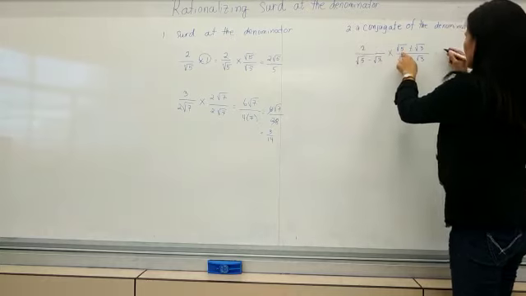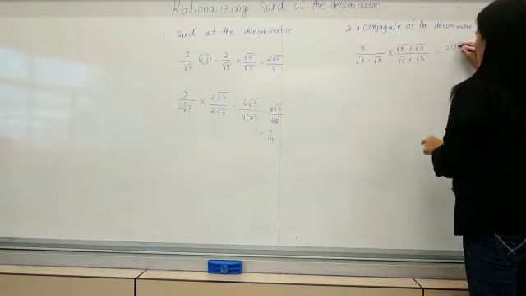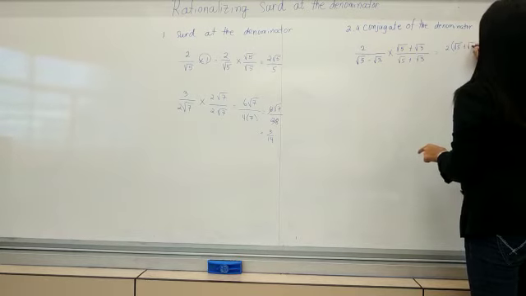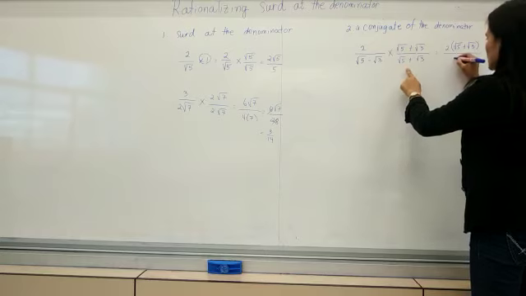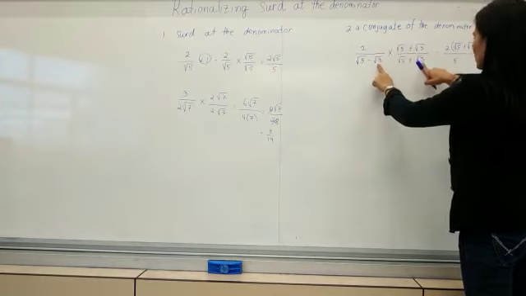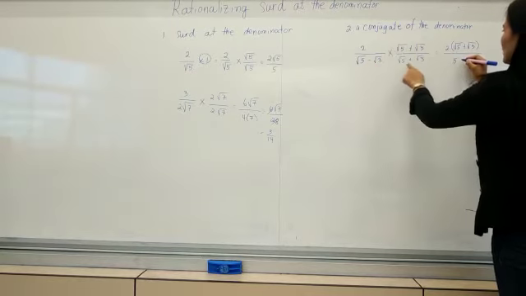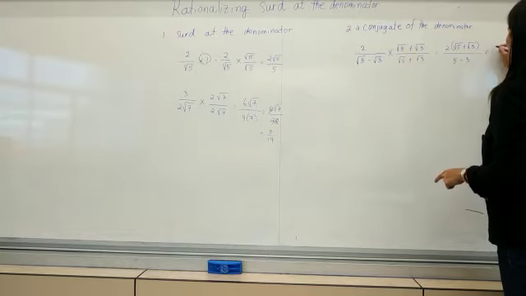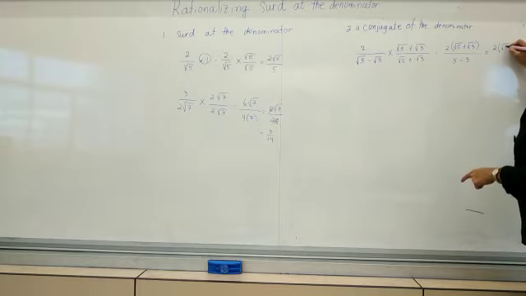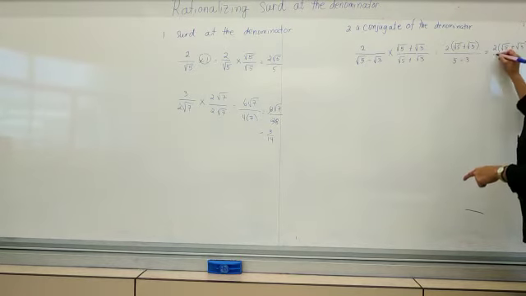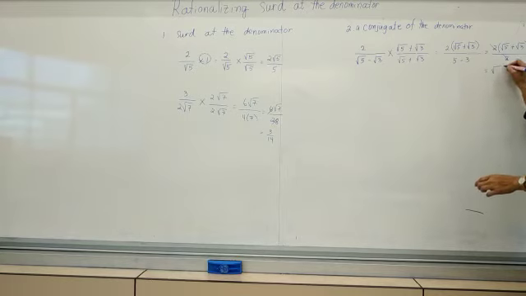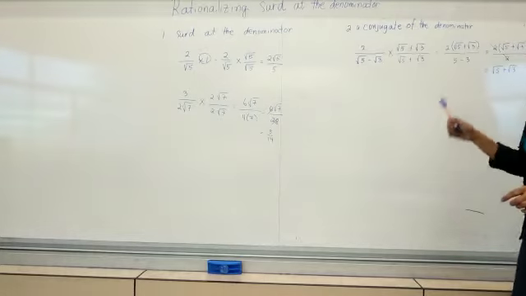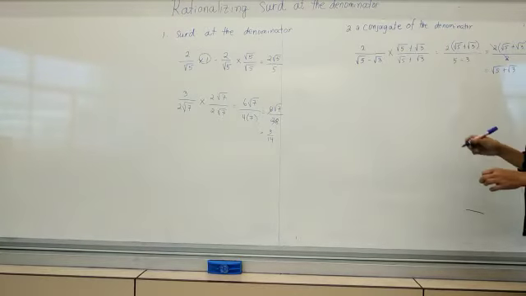By simplifying this further, we have 2 times square root of 5 plus square root of 3, divided by square root of 5 times square root of 5, which gives us 5, minus square root of 3 times square root of 3, which gives us 3. So we have 5 minus 3, which is 2. This is the same as writing 2 multiplied by the square root of 5 plus the square root of 3 divided by 2. Since there are 2 factors in the expression, I can just cancel them. That gives us square root of 5 plus square root of 3. By using the conjugate of the denominator, we avoid the surd at the denominator, and this is already simplified.